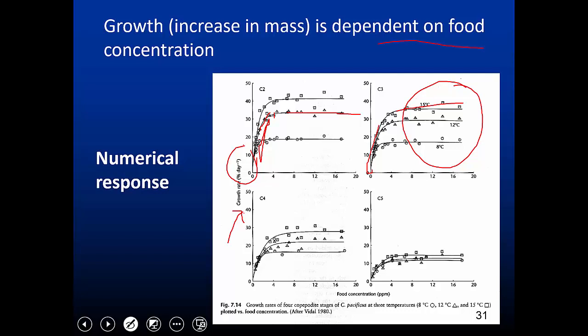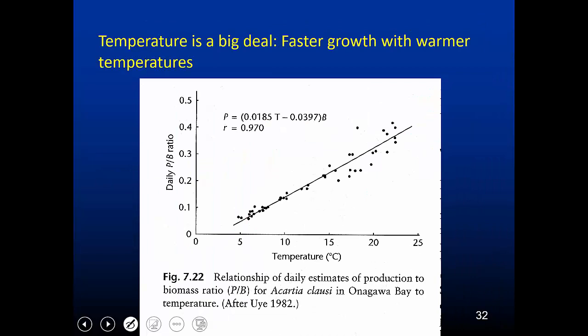So that's, again, another example of the numerical response of this animal, in this case growth in response to food concentrations. And again, we see temperature has an impact. Same thing as before. Now we see that temperature has more of a linear impact on growth rate. P over B is basically the ratio of production to biomass. If you think about the units of this, it'd be a good little exercise for you to think about what the units are.